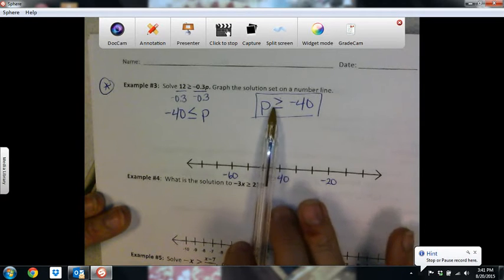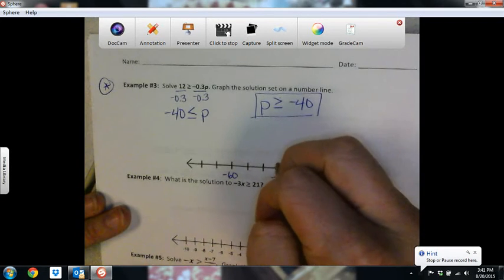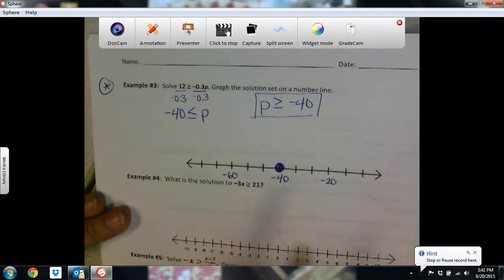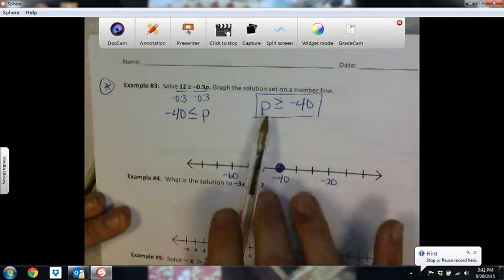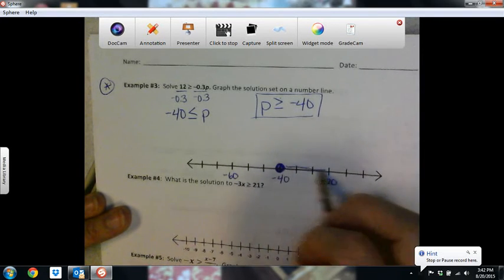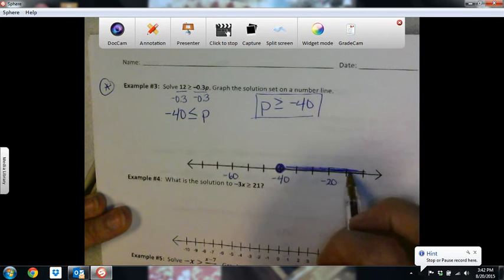In this case, I have the less than or equal to symbol. So I'm going to have a closed dot at negative 40, excuse me. And I want the values that are greater than. And so negative 20 is greater than or equal to negative 40. So I'm going to shade to the right.